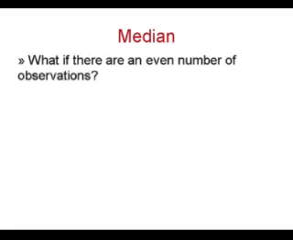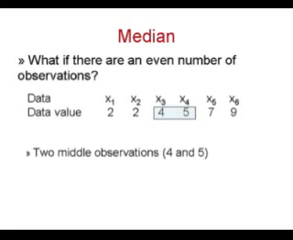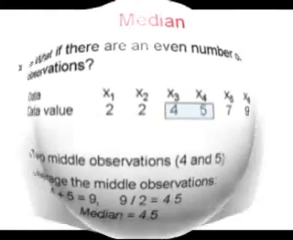In many cases, there are an even number of observations from which the median must be derived. In this example, there are 6 observations. These observations are already in increasing order. Since there are an even number, there will be two observations in the middle. The two middle observations are 4 and 5. In this case, the average of the two middle observations will represent the median. Add 4 plus 5 to get 9, and divide by 2 to get a median of 4.5.